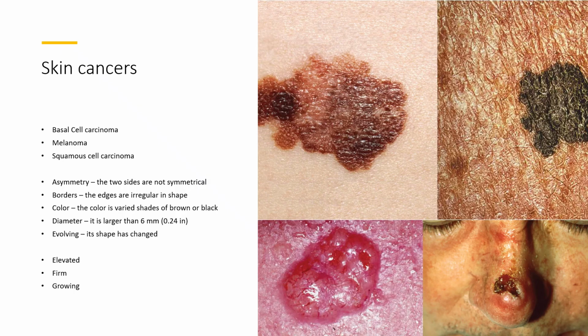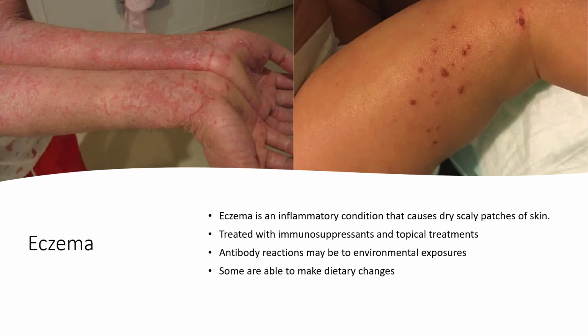But asymmetry is something that we look for that's abnormal. Borders, or the edges, irregular in shape. Color, think of hyper or hypopigmentation, or moles that have different types of pigmentation within them. Diameter, usually if it's larger than 6 millimeters, that's something that could be concerning. And then evolving, if it's changing in shape. Those are bad. So skin cancers can be very horrible, and we'll learn more about them as we go on later. All right.